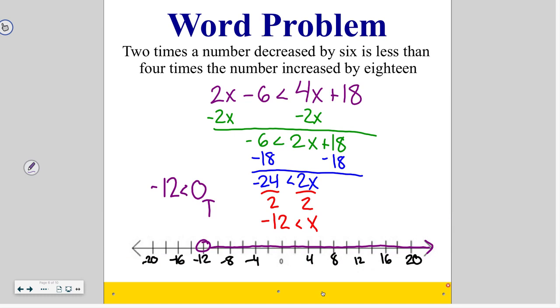So we've got 2x minus 6 is less than 4x plus 18. Again, moving the 2x so that we can keep our variables positive. Then subtracting 18 and dividing by 2, we get -12 is less than x. -12 is less than 0, so we're going to draw that arrow to the right with an open circle at -12. If you have questions about these word problems, please let me know when you come to class.